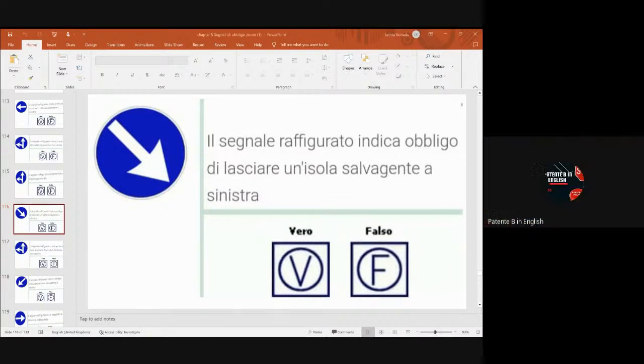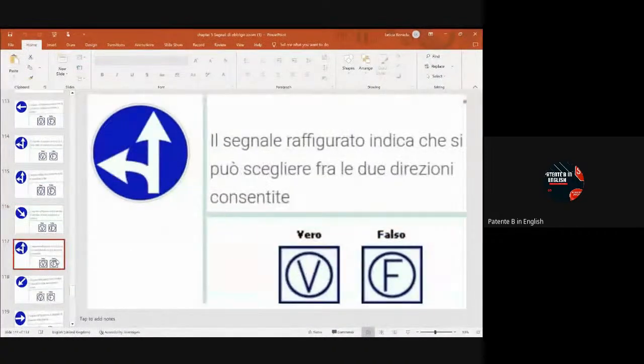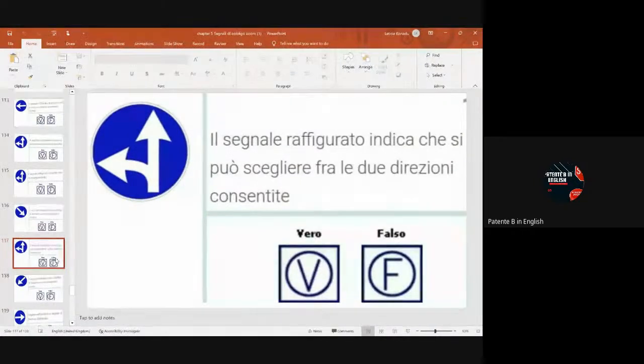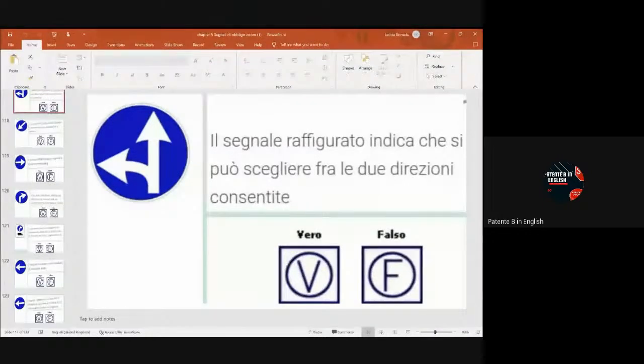So now, our next question. Il segnale raffigurato indica che si può scegliere fra le due direzioni consentite, vero o falso? Guys, the questions and this chapter itself are very, very simple.